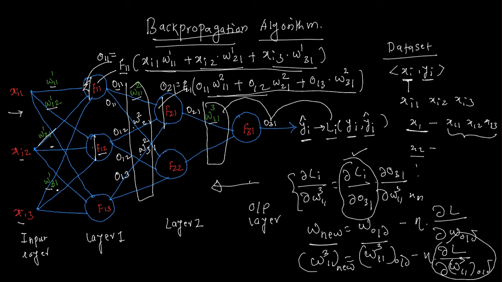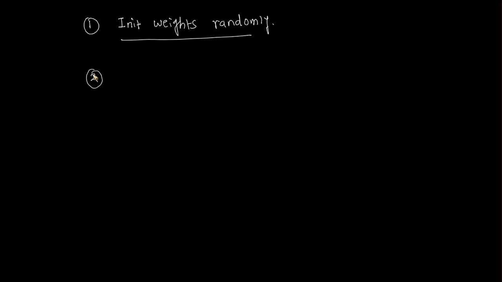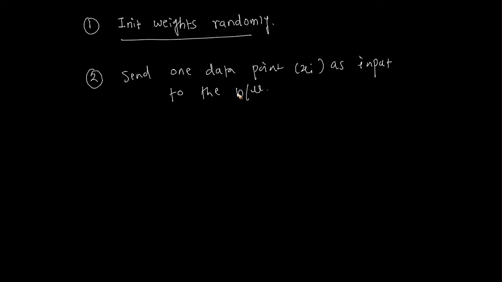Okay. So if I summarize, or if I write the backpropagation algorithm clearly, it is like this. The first step is to initialize the weights randomly. First time you will have to initialize the weights randomly. Then send one data point, let's say xi, as input to the neural network, of course.